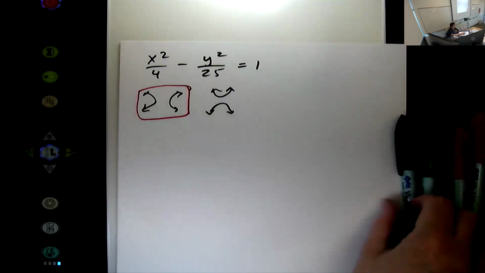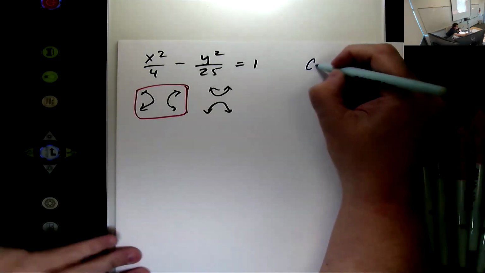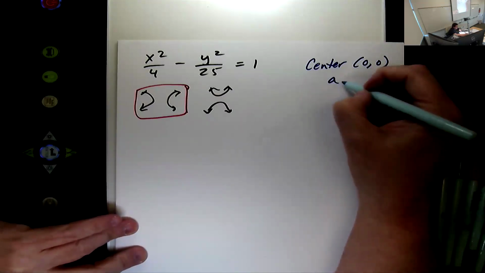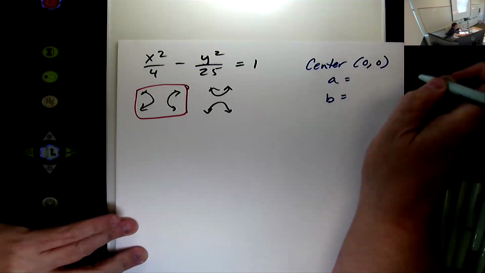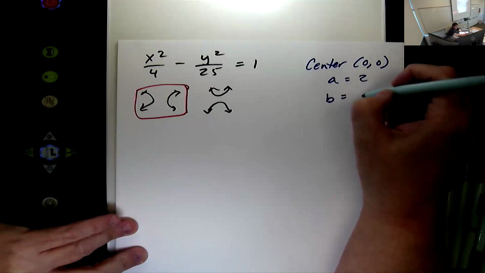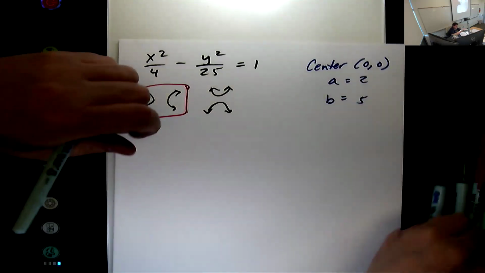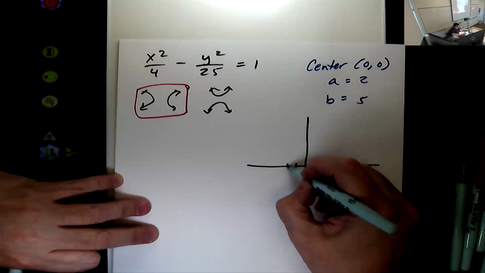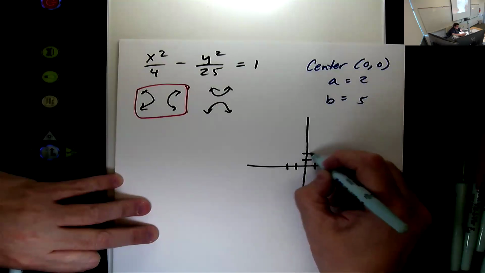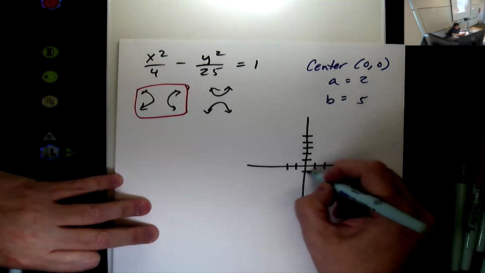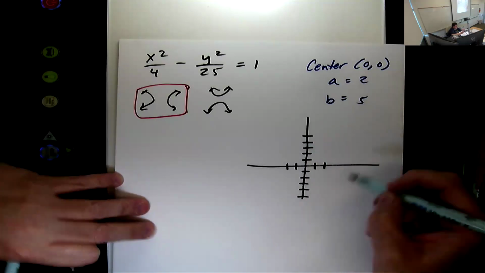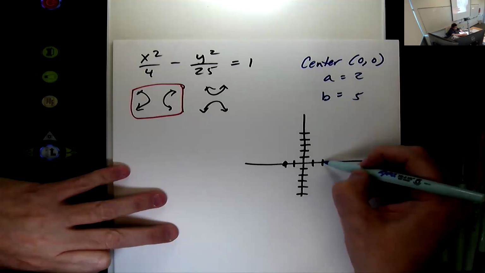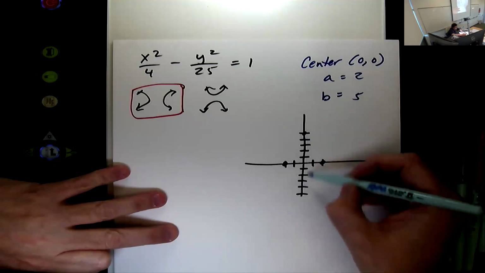Where is the center? 0, 0. There's nothing listed in the parentheses, so it's 0, 0. What is my A and my B? 2 and 5. I'm going to go left and right 2, up and down 5.